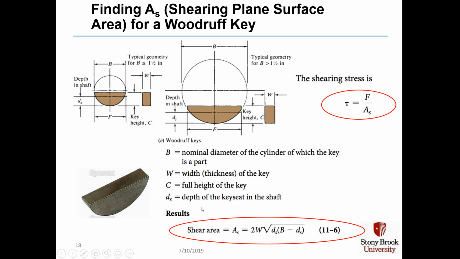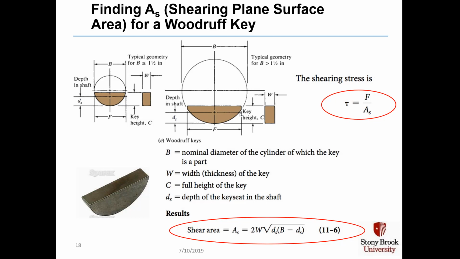And D sub s is the depth of the key seat in the shaft. From this point where my mouse is to the bottom, the key would be sitting in the shaft and would be handling the load from the shaft. And this area that I'm going to draw for you, you see where my mouse is, that area is where the key hits the hub.